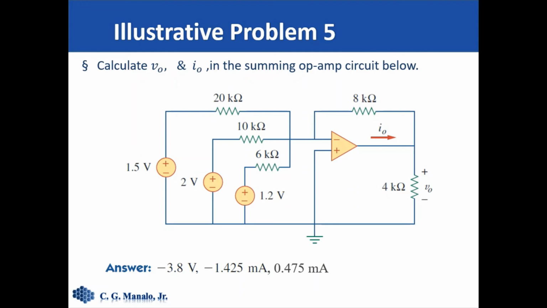So let's have an example using the summing amplifier. So here we have three voltages, all connected to the inverting terminal via their series resistances. So to find V naught, we can use the formula that was shown earlier, since the configuration is exactly the same as that circuit that was given earlier. So let's do that.